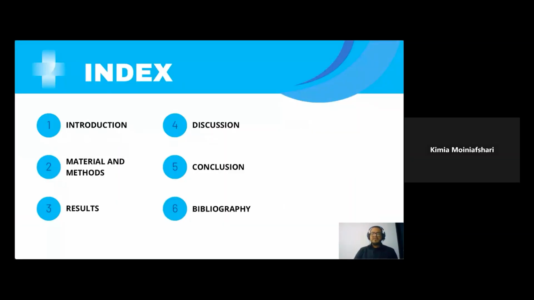Here is the outline of my talk. We'll start with the introduction, then move through the materials and methods, then main results, and finally the discussion and conclusions. Let's begin with the introduction.